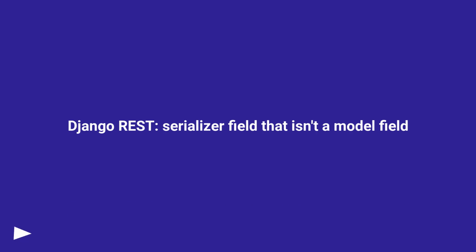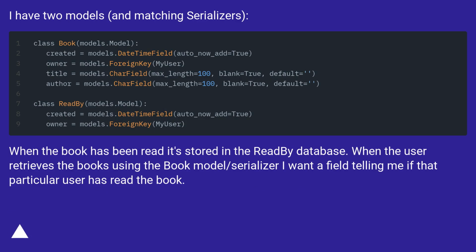Django REST, serializer field that isn't a model field. I have two models, and matching serializers. When the book has been read, it's stored in the RDB database.